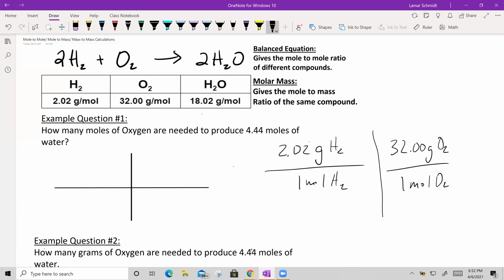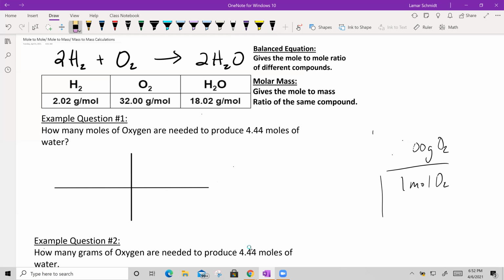So it's important to note that while you have a mass to mole ratio, it is also the same compound, all right? Because you will not see a mass to mole ratio of one compound to another. You will see the mass to mole ratio within the same compound. Okay, so I'm going to erase that.